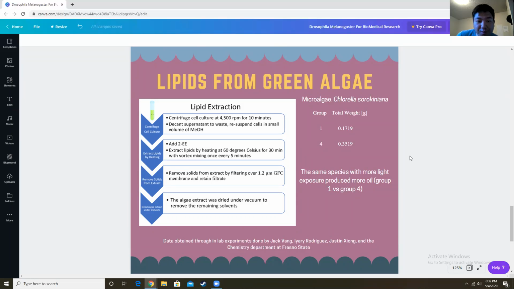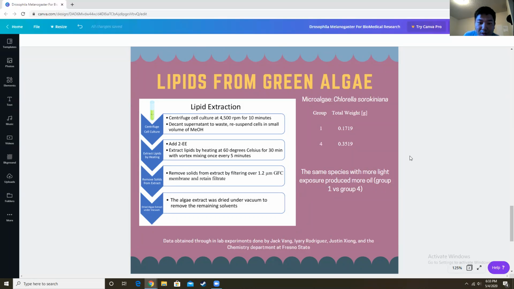Over on this graph, there are two groups that contain the biomass of the microalgae strain Chlorella sorokiniana. The difference between the two is the change in diurnal cycle, in which the microalgae in group 1 has 12 hours of light and 12 hours of dark, and group 4 has 16 hours of light and 8 hours of dark. This shows that in a controlled environment, the algae can be stressed with more light to yield more rich oil.